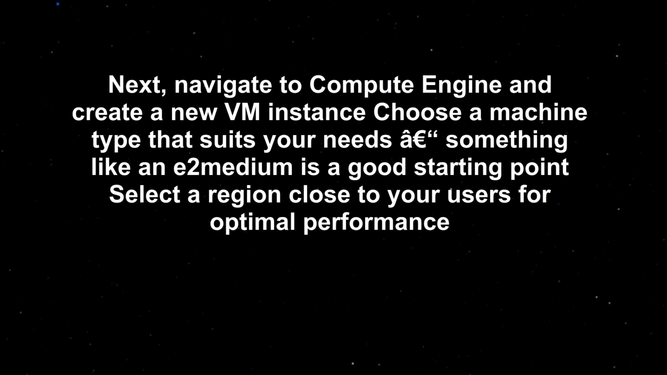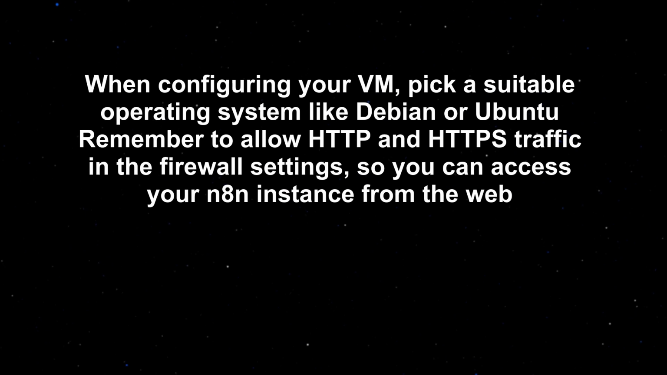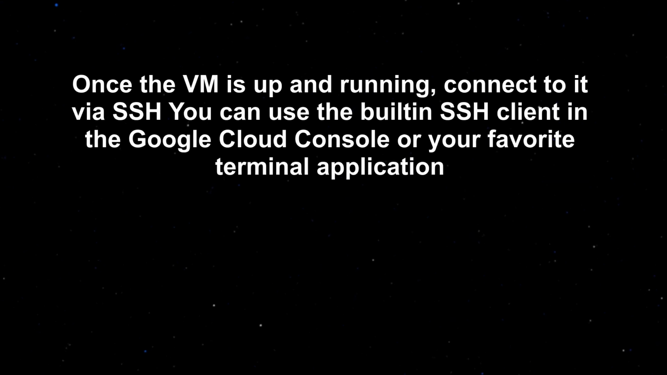Next, navigate to Compute Engine and create a new VM instance. Choose a machine type that suits your needs. Something like an e2-medium is a good starting point. Select a region close to your users for optimal performance. When configuring your VM, pick a suitable operating system like Debian or Ubuntu. Remember to allow HTTP and HTTPS traffic in the firewall settings so you can access your n8n instance from the web. Once the VM is up and running, connect to it via SSH.